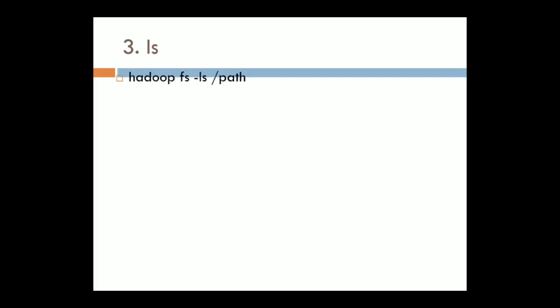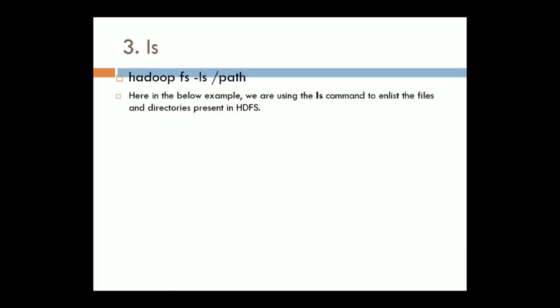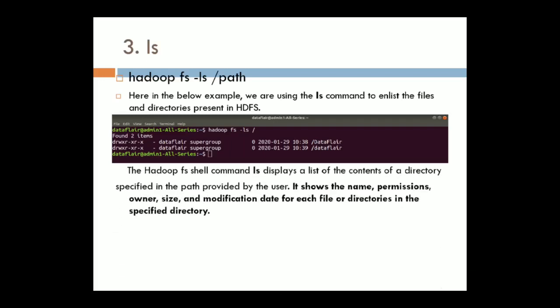So mkdir is able to create new directory in this way, as we have seen. The ls, listing out all the files and directories available at that particular path, it will be showing all the files. So Hadoop fs file system space -ls, and here is the path for which you have to visualize the listing out all the things. Here in the below example, we are using ls command to enlist the files and directories present in the HDFS. Now here I'm checking out what all things are there.